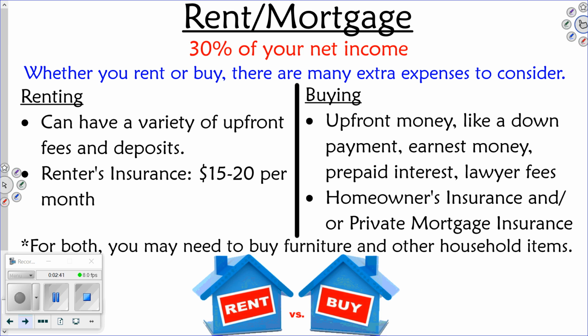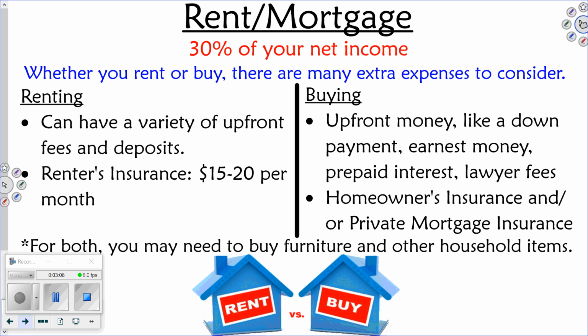You also need to make sure you have renter's insurance. It's usually only 15 or 20 bucks a month, so it's not expensive. But that way, if somebody breaks into your apartment and steals all your stuff, it's going to cover that. Something happens in the apartment, it's going to cover that for you. If you're buying a house, upfront money like a down payment or earnest money, prepaid interest, lawyer fees, homeowner's insurance, and private mortgage insurance. All of those things are things you pay upfront when you buy a house.